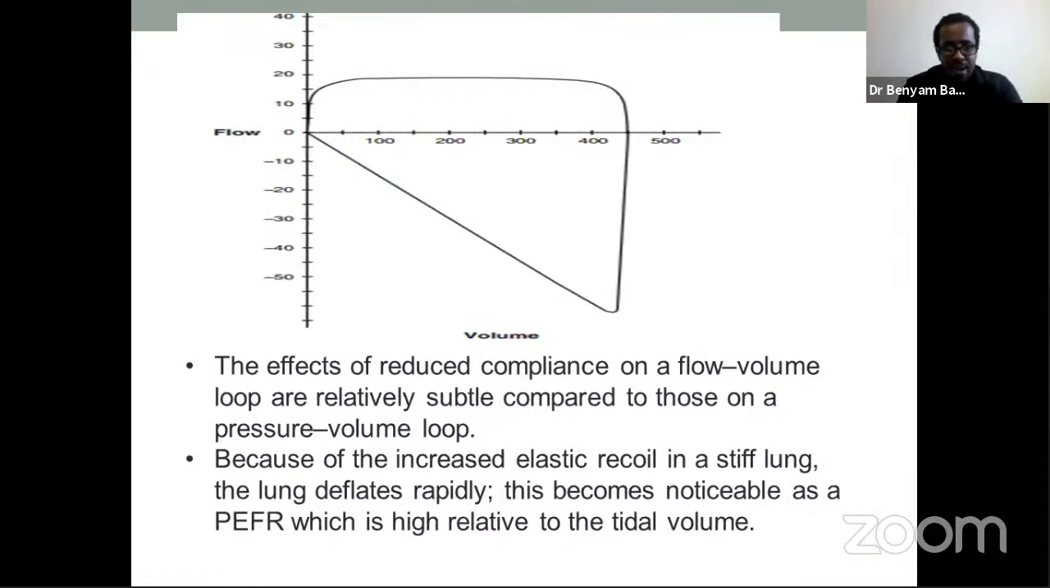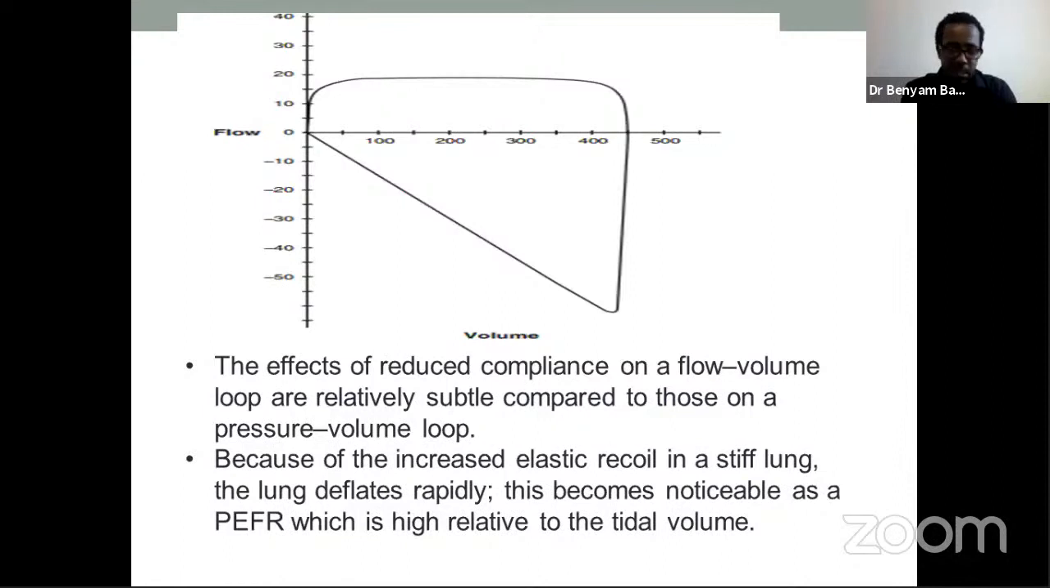How can we also see if there are any compliance issues, or reduced compliance? Whenever we have reduced compliance, the lungs are not expanding well for the pressure or the volume we are trying to push into the lungs, there will be stiffness. The lung will not be recoiling or expanding well.